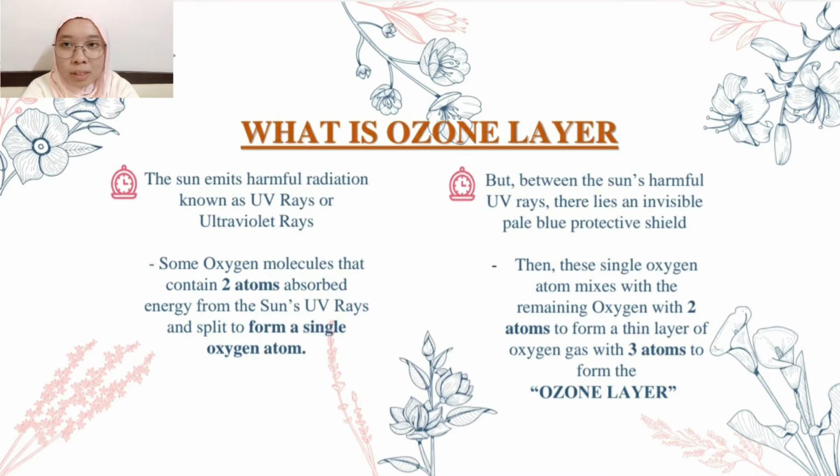But how was the ozone layer made? Okay, some oxygen molecules that contain 2 atoms absorb energy from the sun's UV rays and split to form single oxygen atoms. Then, this single oxygen atom mixes with the remaining oxygen with 2 atoms to form a thin layer of oxygen gas with 3 atoms, which is the ozone layer.